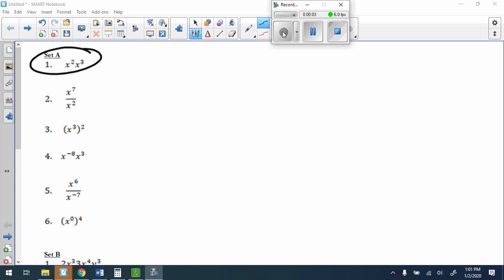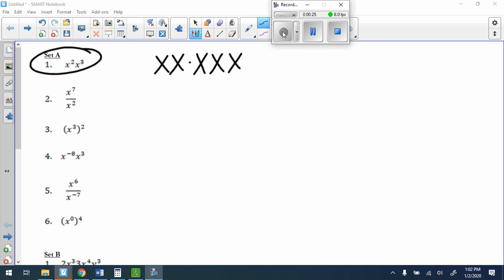For number one, and all of these problems, what we're going to do is expand out what these exponents are telling us, and then we should be able to condense it down to something smaller. So here, x squared means xx, or x times x, and then x cubed is x times x times x, because the exponent tells us how many of the base are being multiplied together.